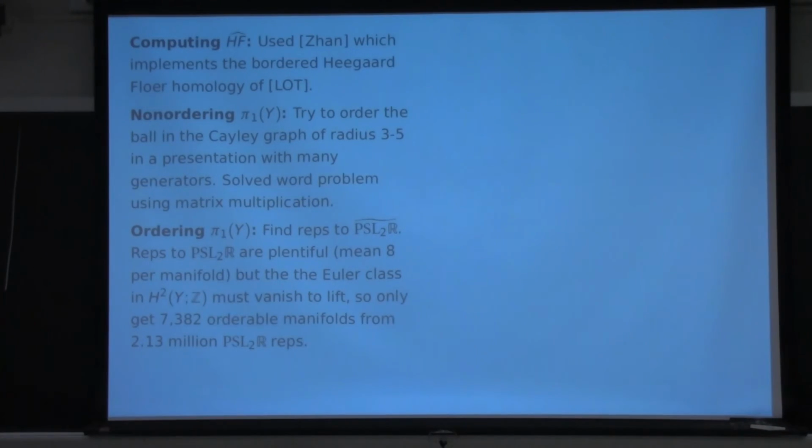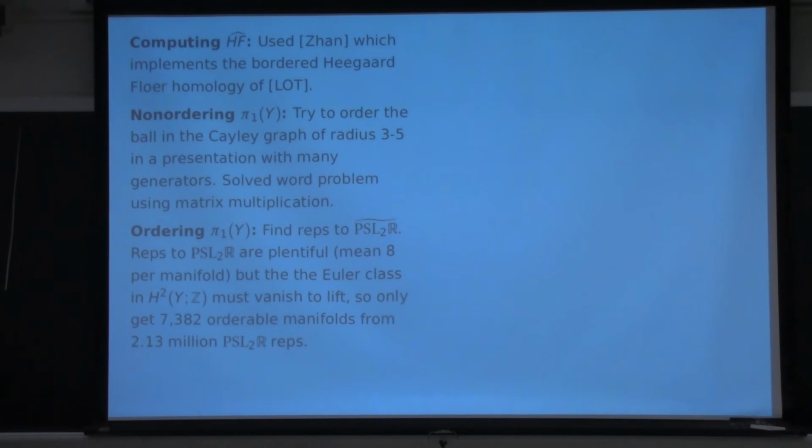And the way I solve the word problem is by using matrix multiplication. So these are really subgroups of PSL2C. You have some numerical approximations of their entries, and so then you just compute with these. I used to use short Lex automatic structures. That was great, but it was too time consuming.